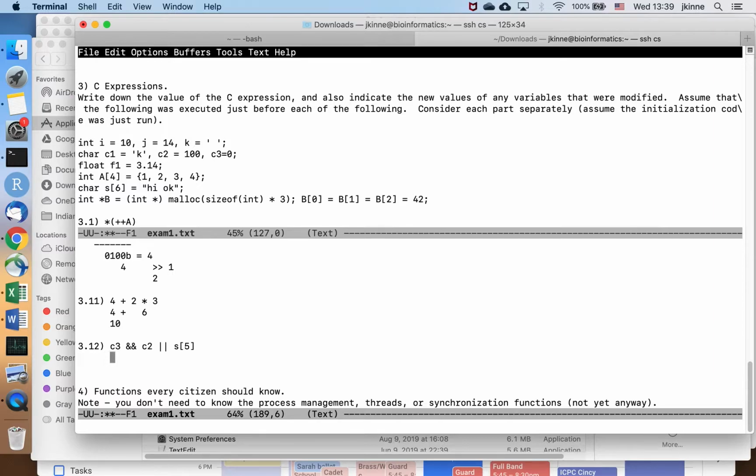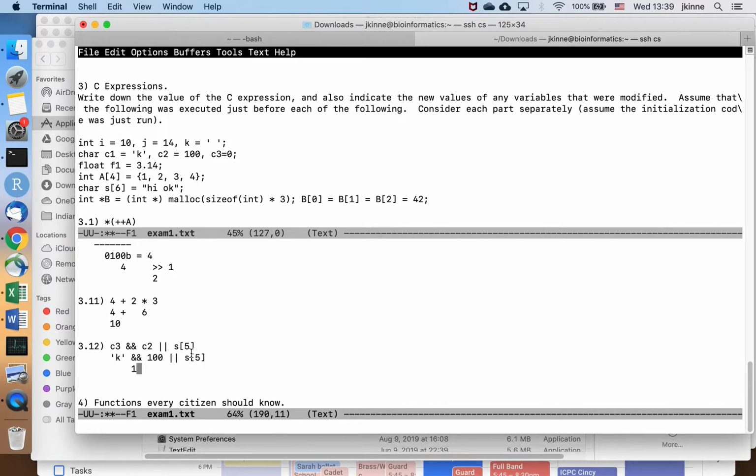Here we put in C3 and C2, so C3 is 1 and C2 is 100. So we have to figure that out. Those are both non-zero, so that'll be a 1. And with lazy evaluation of OR, we don't actually evaluate this. So we just say that the whole thing is 1.